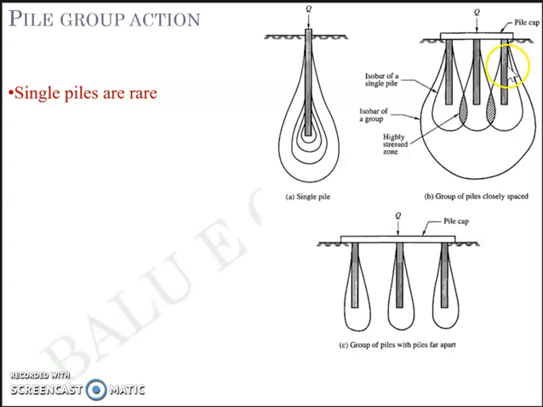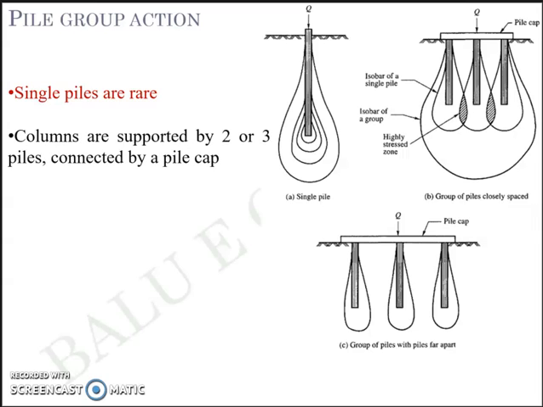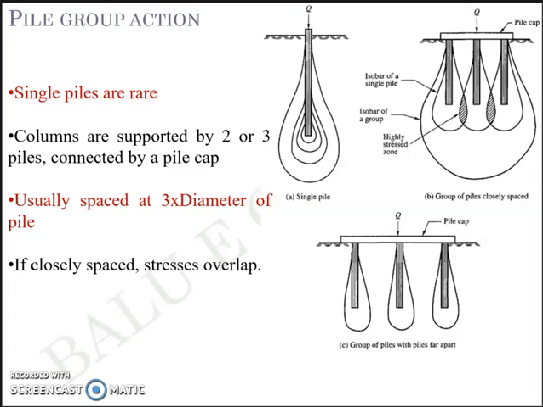And the 3 piles will transfer or distribute the load into the soil system. Just an example, it need not be 3, it may be 2, it may be 4, etc., depending on the configurations. But anyways, the columns are usually connected and supported by 2 or 3 piles connected by the pile cap. Now these piles in a group are usually spaced at 3 times the diameter of the piles, because if they are closely spaced, their stresses will overlap, and there comes the term pile group efficiency.